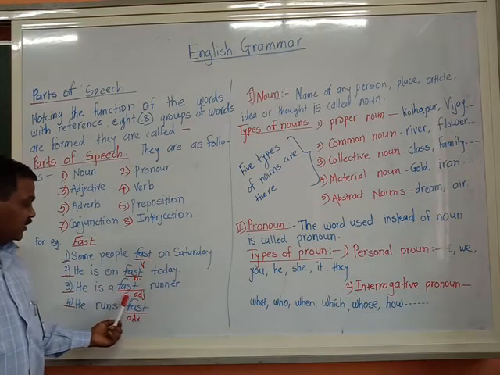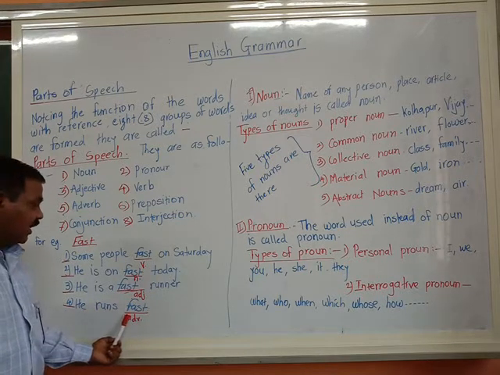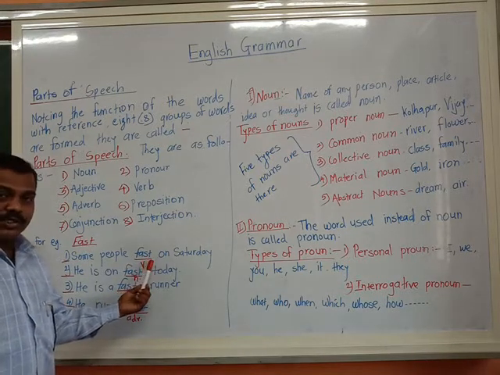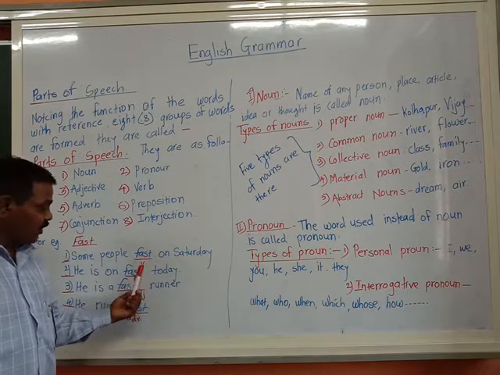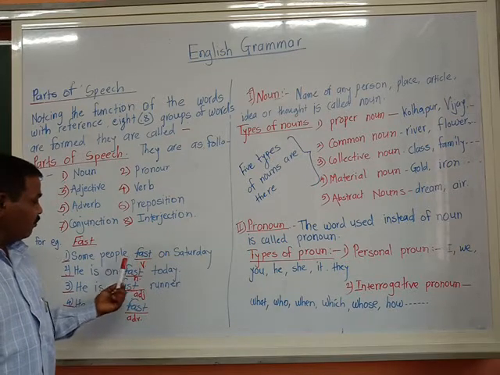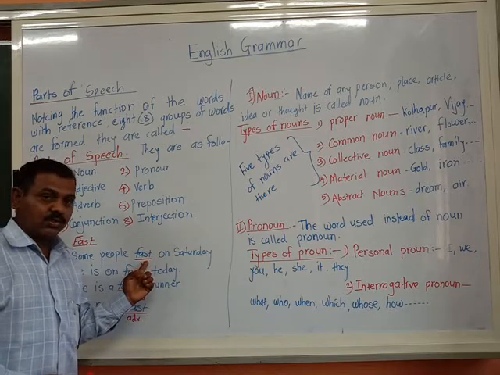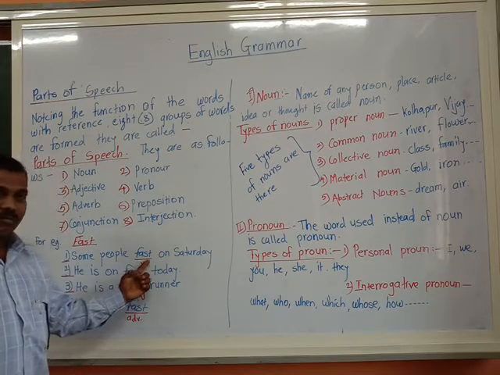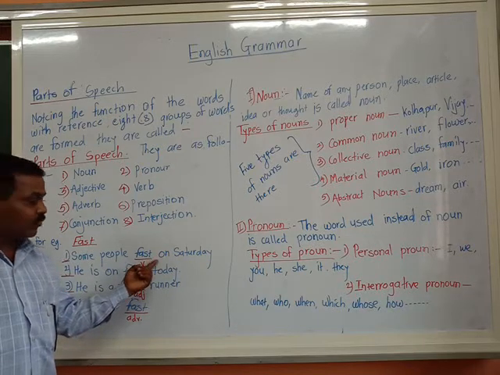Here, he is a fast runner, and the next example, he runs fast. So everywhere you will see the same word, same spelling, same pronunciation, but the same word is classified differently. Because in the first sentence, some people fast on Saturday. I shall tell you the Marathi meaning also. Fast म्हणजे उपवास करणे. Some people fast on Saturday. काही लोक शनिवारी उपवास करतात.